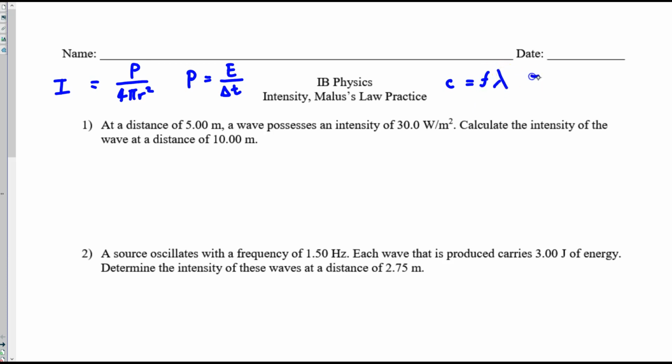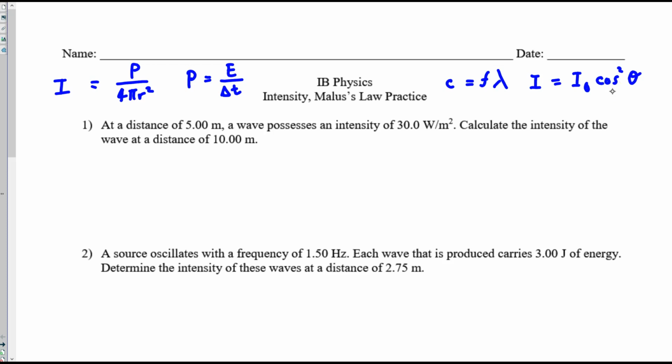And lastly, we'll need intensity transmitted equals incident intensity times cosine squared of the angle between the polarization plane and the filter's axis. So that's Malus's law. Number 1.